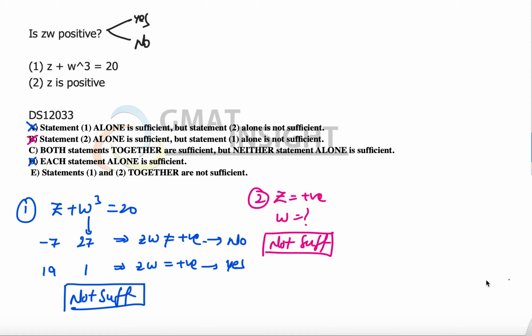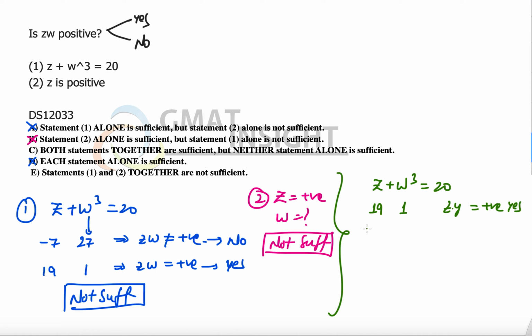Now we'll have to combine the two statements. When we combine the two statements, then we understand that Z has to be positive and W is not known so far. Z plus W cube has to be 20. So now we are trying to bring in certain scenarios possible. One scenario that we already have thought about is when W is equal to 1 and Z is equal to 19. So in that case, Z and W both are positive. Therefore, Z into W is positive value, giving the answer to the question as yes.